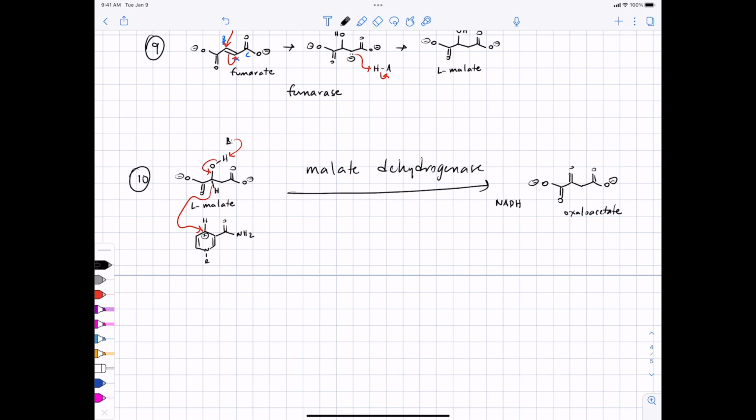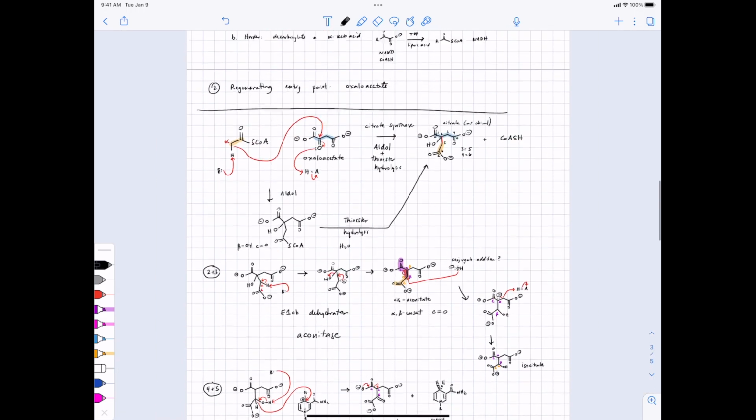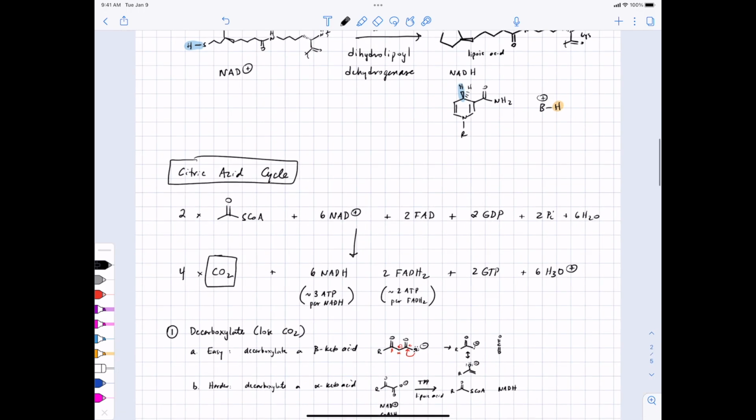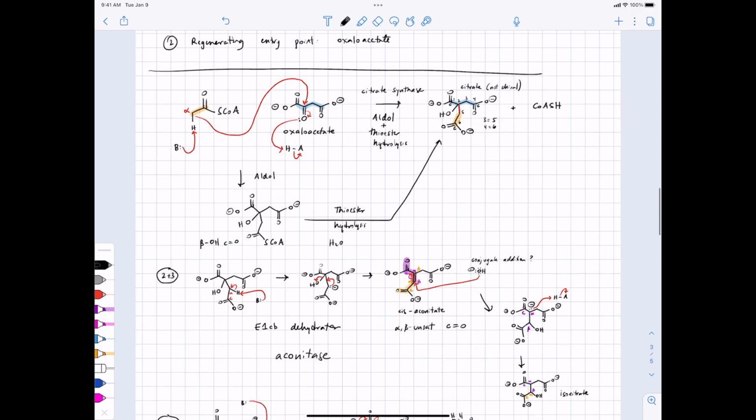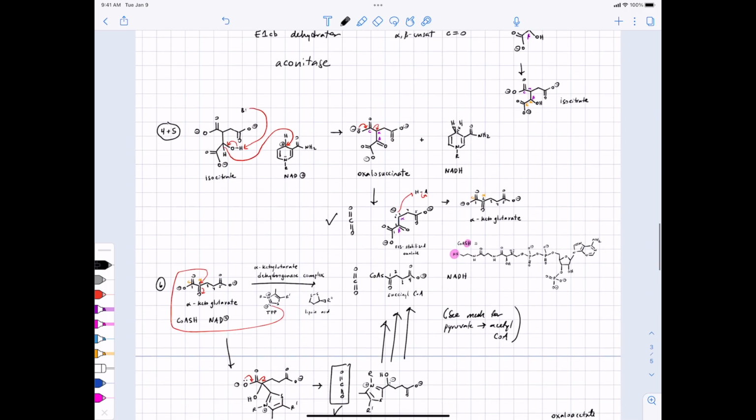Yeah? Can you show where the 6 NADH came from, just throughout all 10 steps? Okay, let's count the NADHs. For one turn of the citric acid cycle, it was 3. Yeah. So let's look. Step 1, no. 2, no. Okay, there's 1.